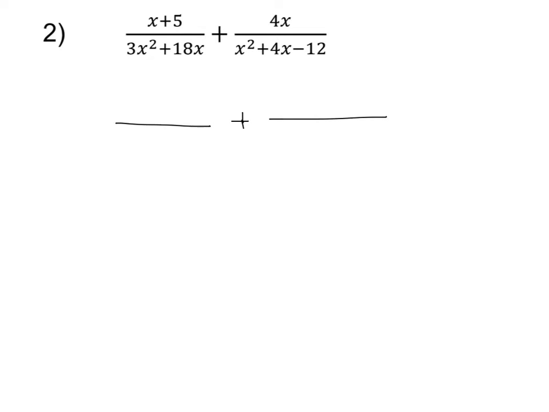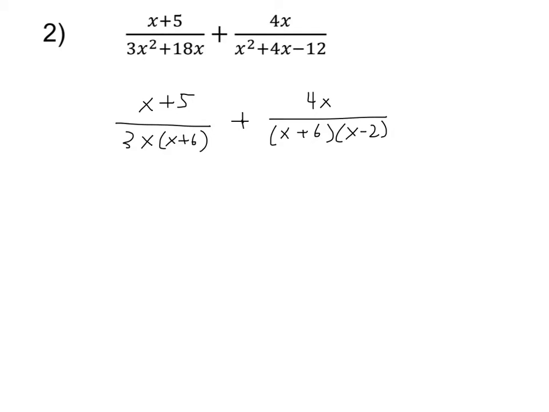First let's factor our denominators. The first denominator, you should factor this way, 3x times x plus 6. The second one, you're going to use your magic x. That factors as x plus 6 times x minus 2.